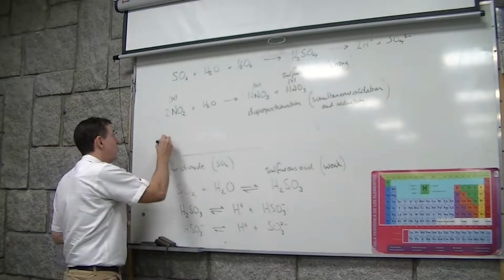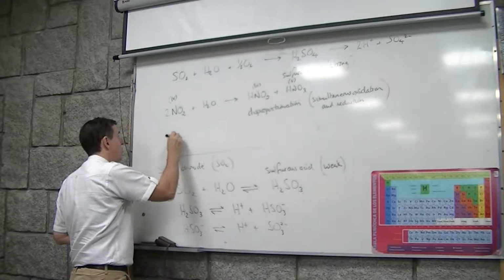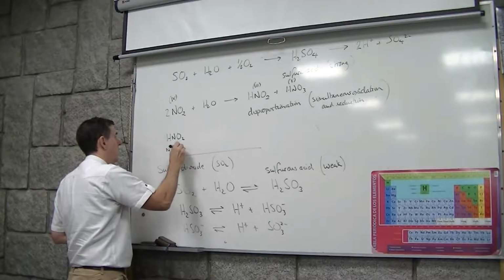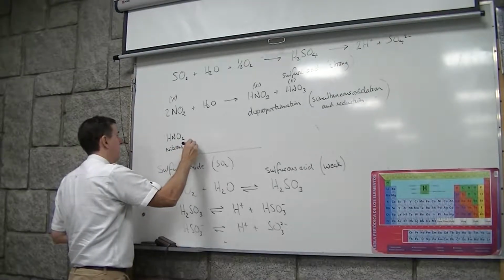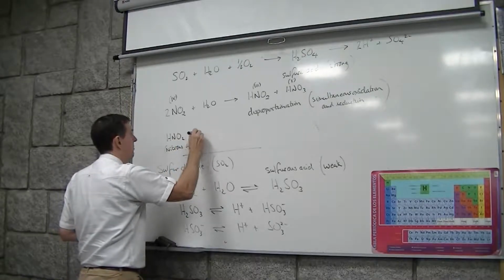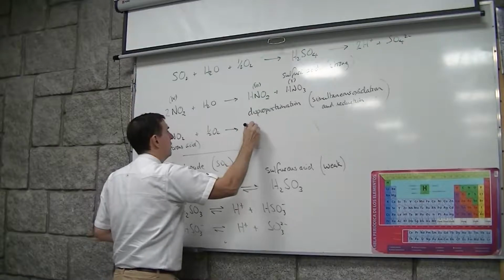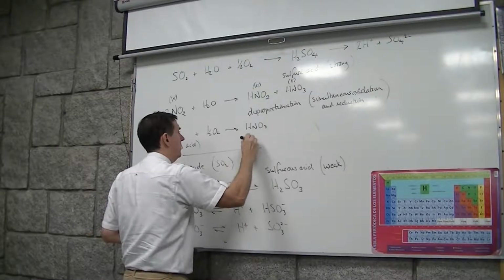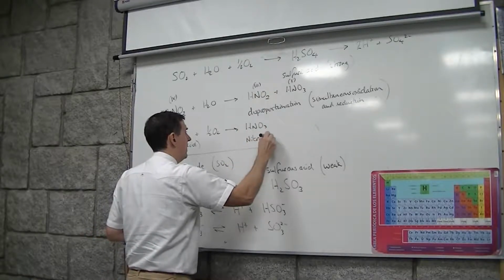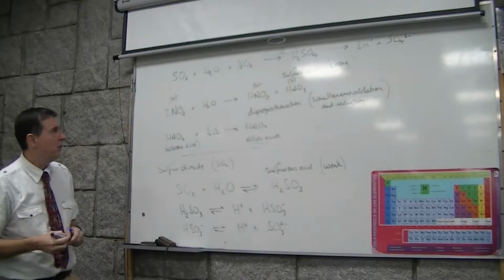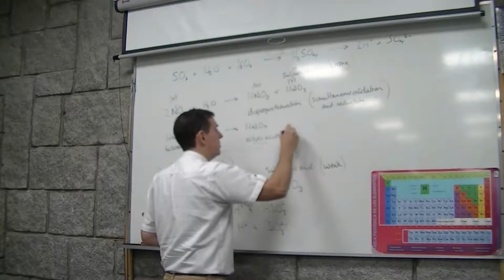And indeed nitrous acid, HNO2, this can pick up half O2 and become HNO3, nitric acid as well. So it can get oxidized by the oxygen in the atmosphere. So here we've got a strong acid being formed. This is strong.